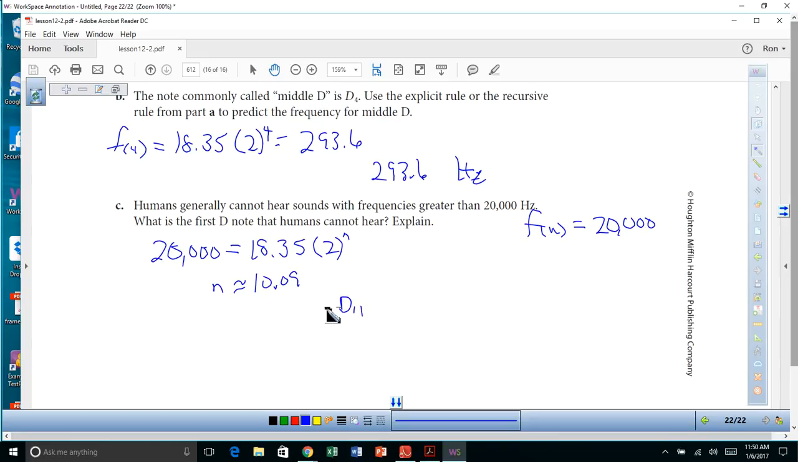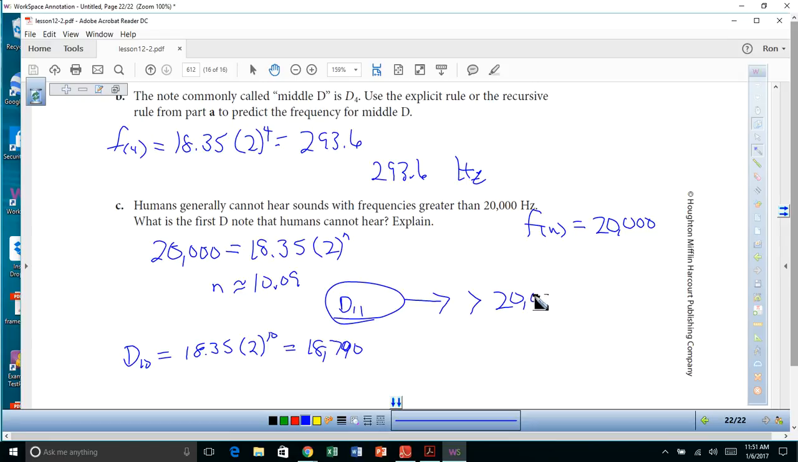Okay, D sub 11. And the reason why I'm saying D sub 11 is because D sub 10 is going to be 18.35 times 2 to the 10th power, which is 18,790, which is less than 20,000. So D sub 11 is the first one that is greater than 20,000. All right, greater than.